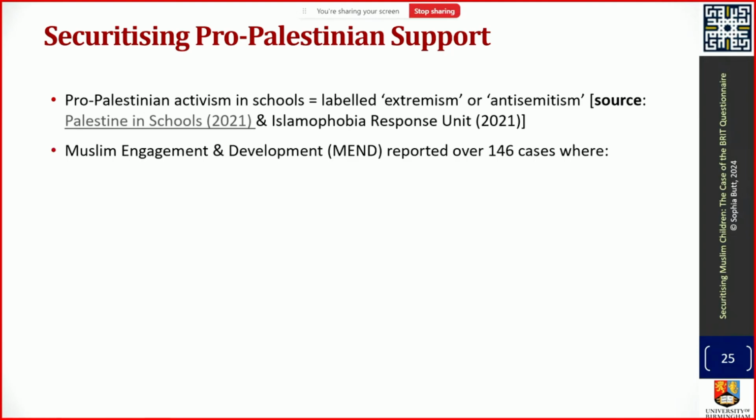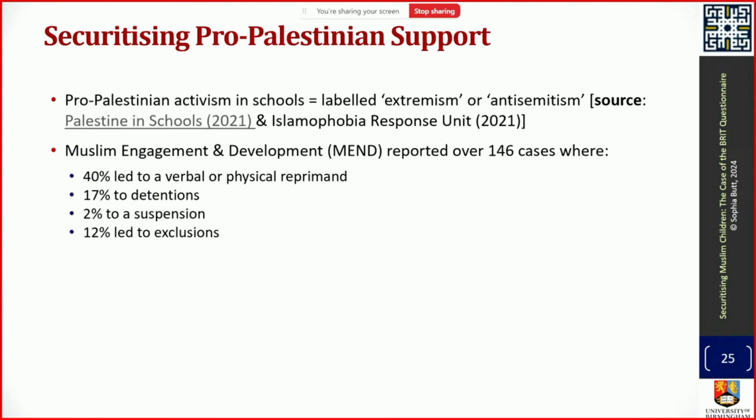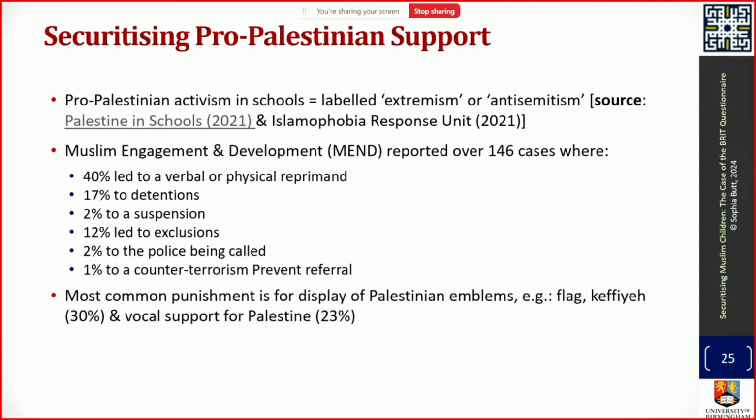Muslim Engagement and Development, or MEND, reported over 146 cases where 40% led to verbal or physical reprimand, where pupils were overtly expressing pro-Palestinian support. 17% of pupils had detentions, 2% were suspended, 12% were excluded, 2% resulted in the police being called, and 1% resulted in the counter-terrorism Prevent referral.